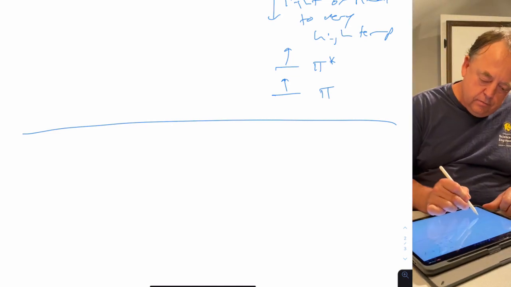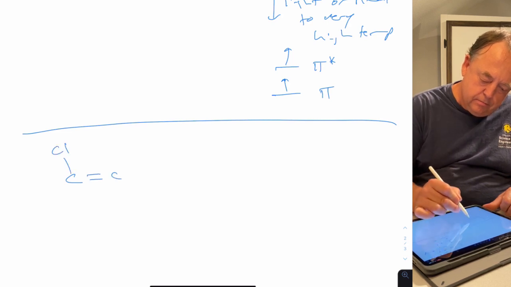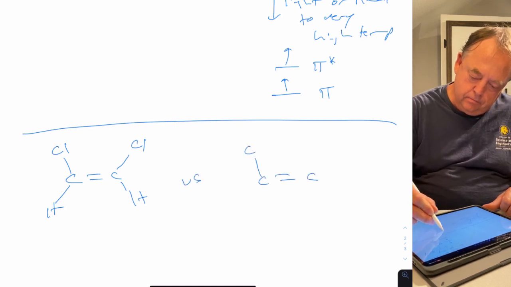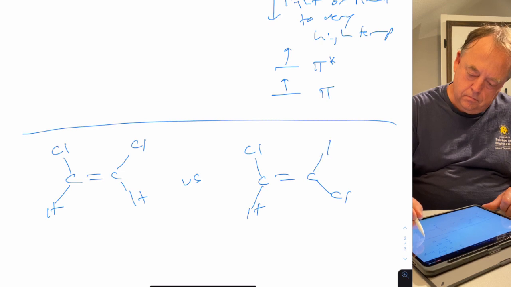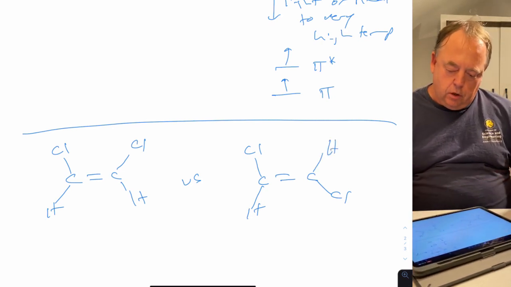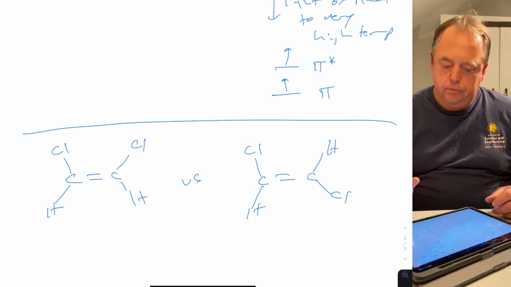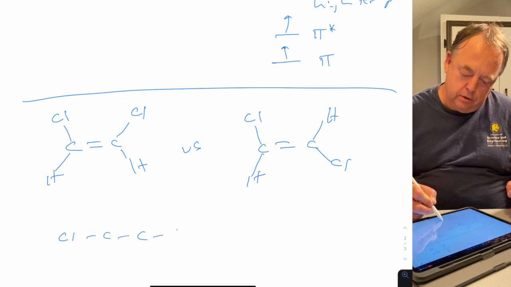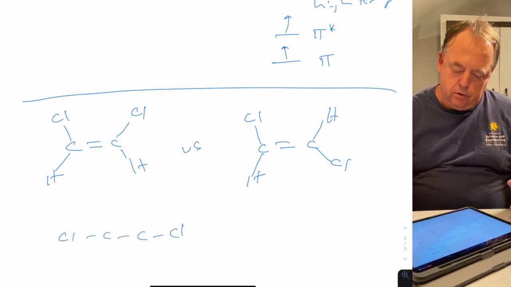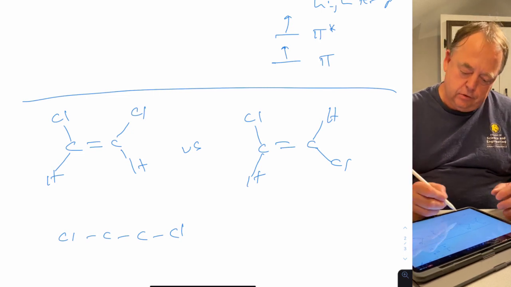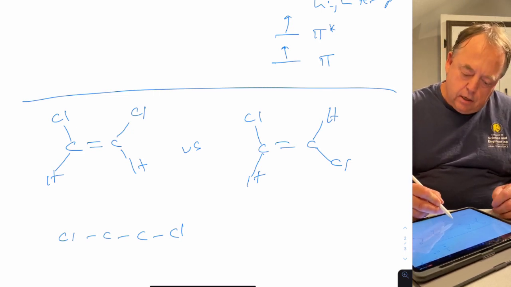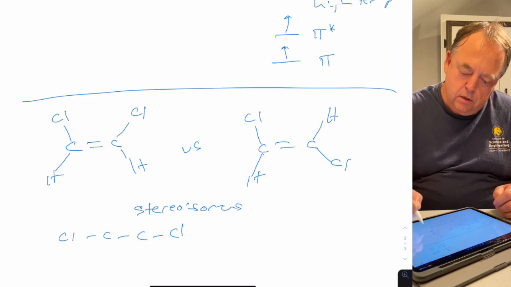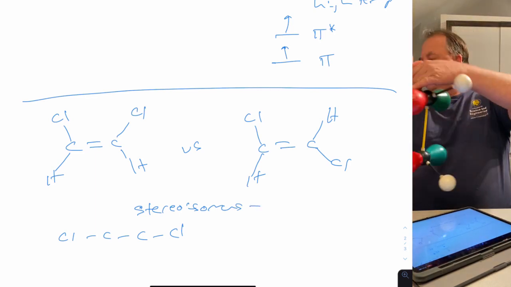So this has consequences. For example, if you had this molecule versus this molecule, those molecules are isomers of each other, but they're not constitutional isomers because the order of attachment of atoms is the same, right? It's chlorine, carbon, carbon, chlorine in both cases. So they're not constitutional isomers, but they are different molecules. They are called stereoisomers of each other.